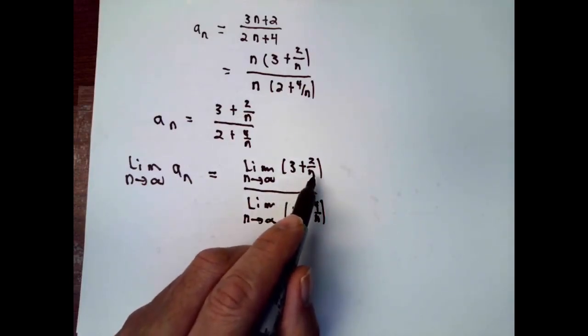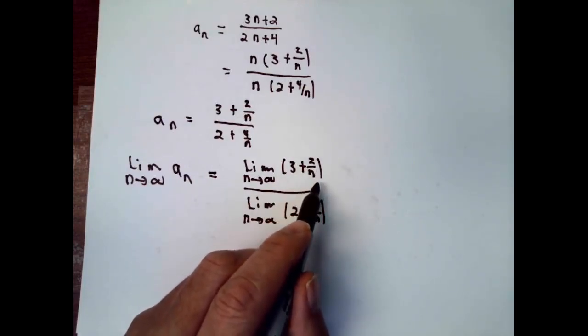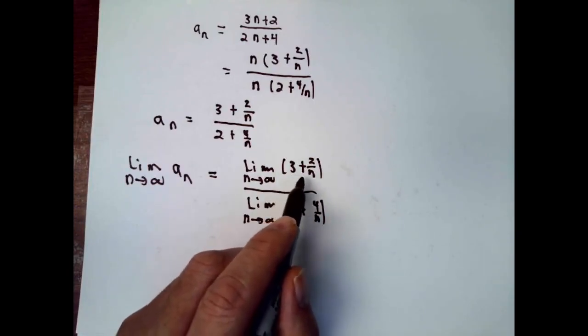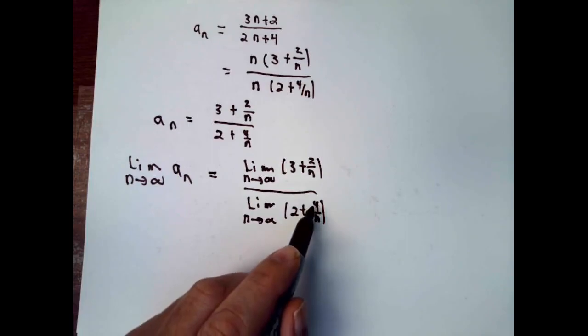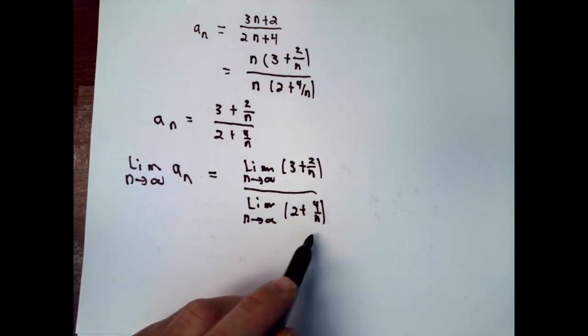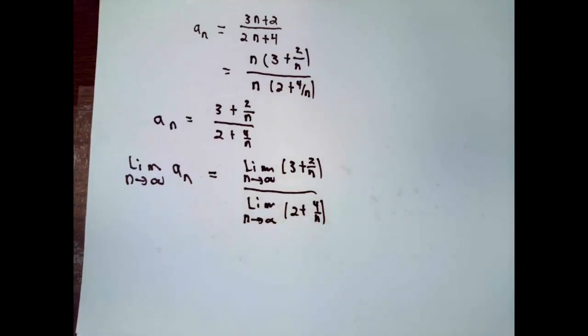As n tends to infinity, 2 over n tends to 0, and 3 plus that tends to 3, whereas 4 over n tends to 0, and 2 plus that tends to 2. The limit of the top exists, the limit of the bottom exists, the one on the bottom isn't 0, so we're in business.